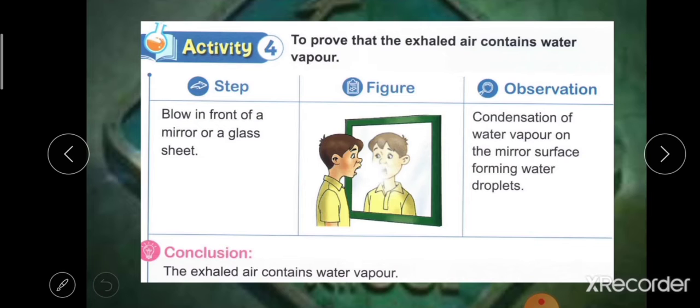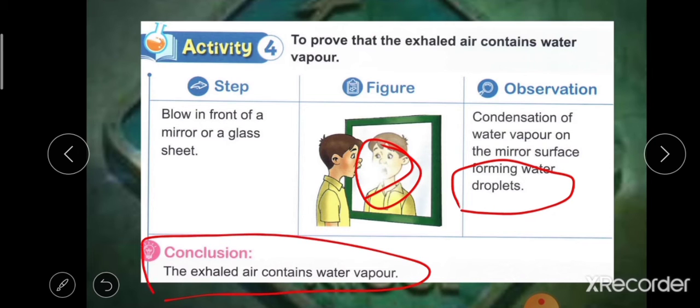Okay? Also, to detect that the exhaled air contains water vapor, we bring a mirror and blow in front of it. We notice that some droplets of water form on the mirror. Why is this water formed? Because the water vapor from the exhaled air condenses, meaning it changes into water, when it meets a cold surface like a mirror. So the condensation of water vapor on the mirror surface forms the water droplets. So the exhaled air contains water vapor.